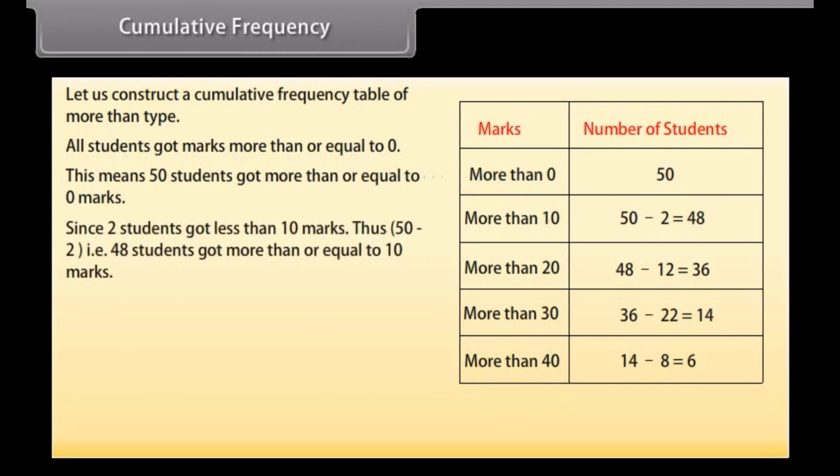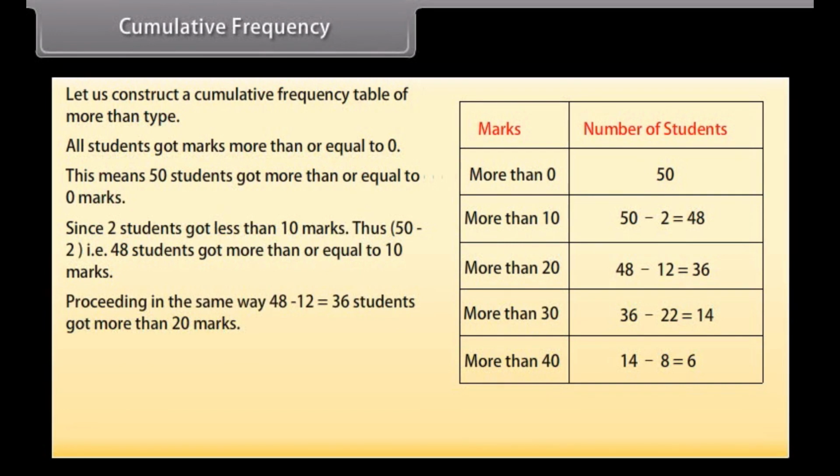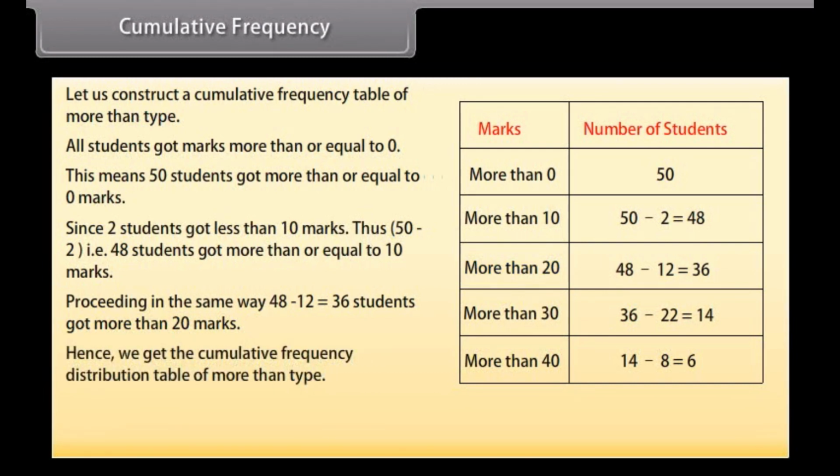Since 2 students got less than 10 marks, thus 50 minus 2, that is 48 students got more than or equal to 10 marks. Proceeding in the same way, 48 minus 12 equals 36 students got more than 20 marks. Hence, we get the cumulative frequency distribution table of more than type.